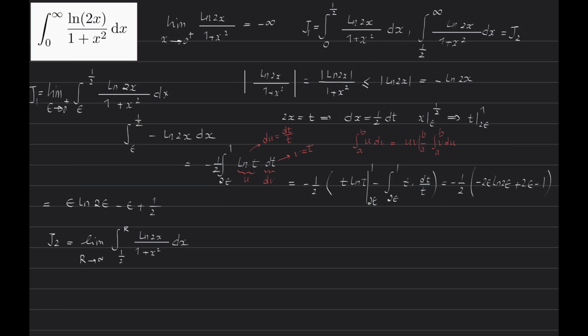Okay, but instead of considering this integral J2, I know that ln of 2x divided by 1 plus x squared is less than or equal to ln of 2x over x squared. Yes, because the denominator on the left hand side is 1 plus x squared, which is bigger than x squared. So that's correct.